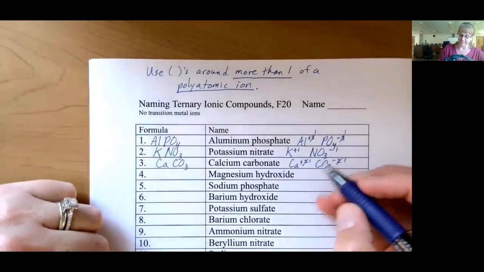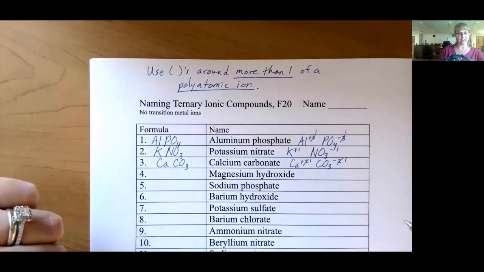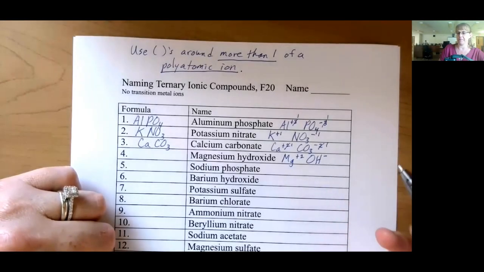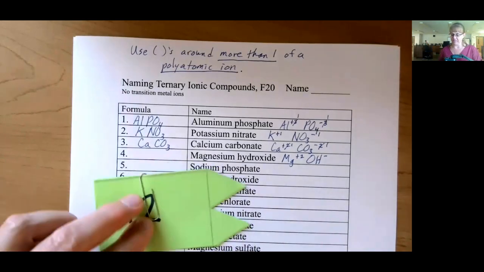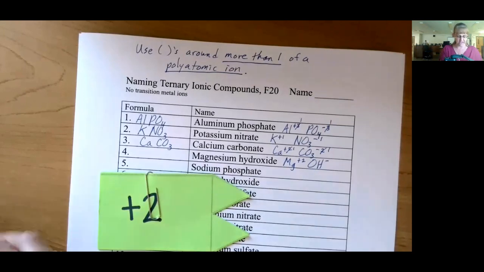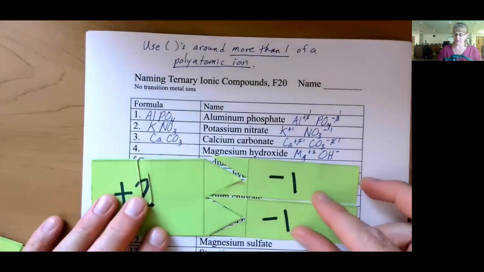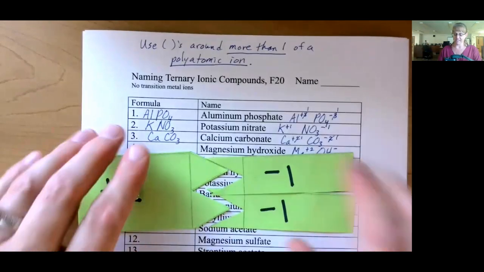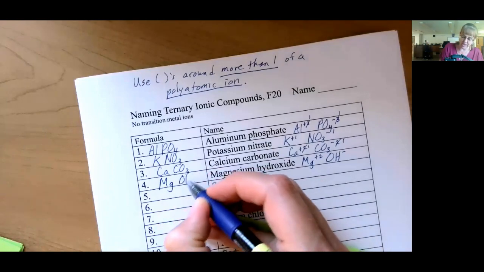Now let's take a look at magnesium hydroxide. Pause just for a minute, look up the magnesium ion and the hydroxide ion, then continue this video. So you will notice that magnesium has a positive 2 and hydroxide has a negative 1. If we are doing this with the cards, you have a positive 2 card for the magnesium and a negative 1 card for the hydroxide. So when you make your compound, you need 1 magnesium and 2 of these hydroxides. So we write down a single magnesium and we write down 2 of the hydroxides.